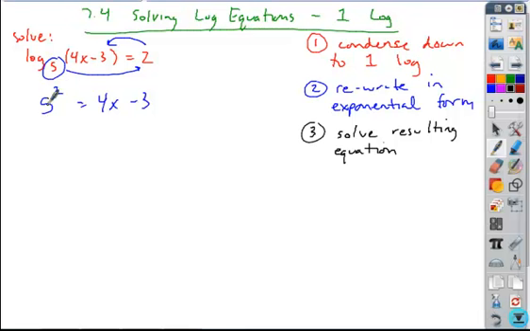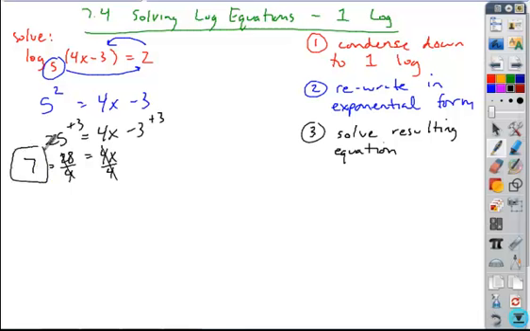And so in this particular case, 5 squared is 25. Add 3 to both sides. You get 4x is equal to 28. And to solve for x completely, we divide by 4, and we get 28 over 4 reduces to 7.